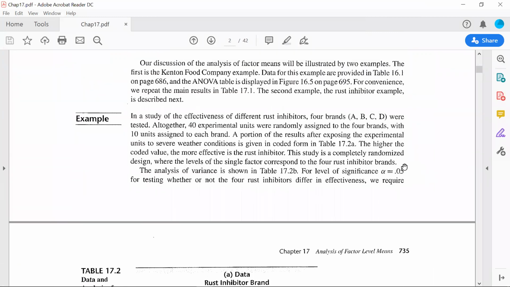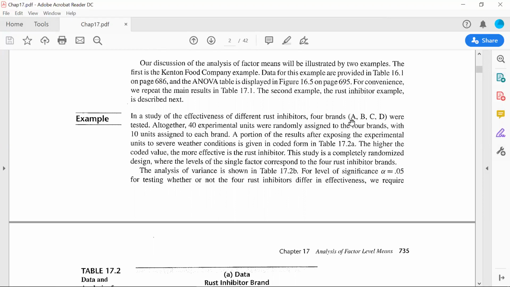So in this study, this data on chapter 17, page 735, we're looking at 4 different rust inhibitors. They're coded brand A, brand B, brand C, brand D. So obviously, we don't know what their exact name is. We're just giving them these categorical labels.